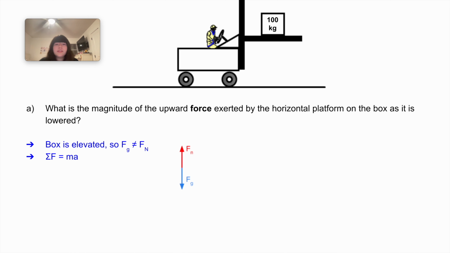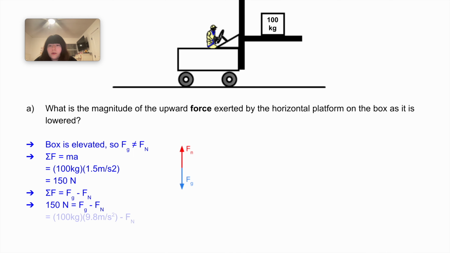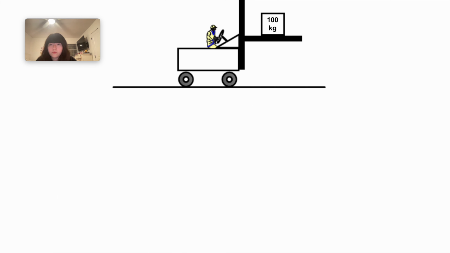So Newton's second law tells us that the net force is the product of mass and acceleration. We can easily solve this with the given information and find our answer to be 150 newtons, as shown on the slide. So let's set our answer equal to the force of gravity minus the normal force. When we do this, we have to keep in mind that Fg equals mg, with g being the acceleration due to gravity and m being the mass of the box. So now we're going to isolate normal force, and our final answer is going to be 830 newtons.